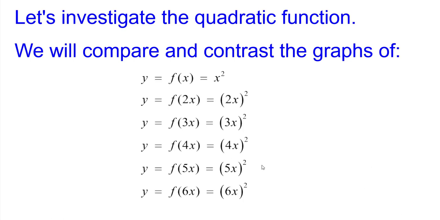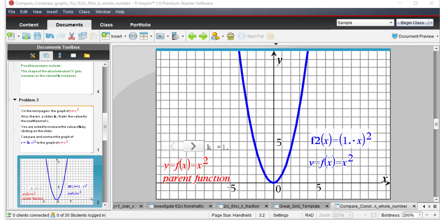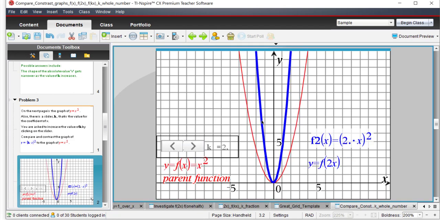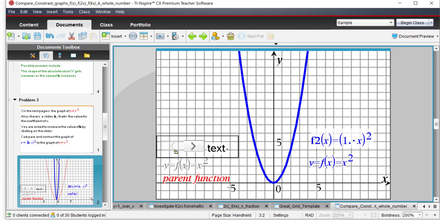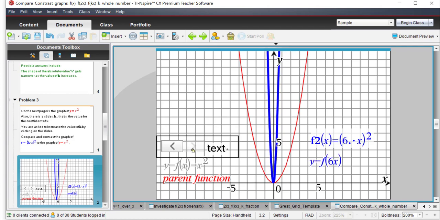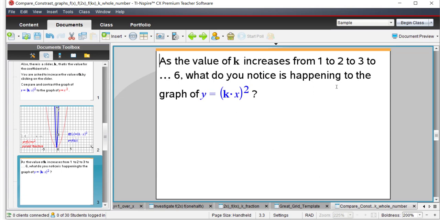Let's look at the quadratic function, and compare and contrast the same types of graphs here. Here we have the graph of the parent function y equals x squared, which will be in red, and we have the slider right here, so this is y equals the quantity of 1 times x squared. When I increase k to 2, you can see in blue what happens to the function. Quantity of 2x squared, quantity of 3x squared, and so on, compared to the parent function, which is in red. And when I go back down, you can see what's happening. As the value of k increases, what did you notice happening to this graph? Once you've answered, resume.